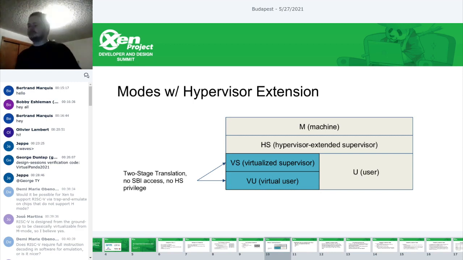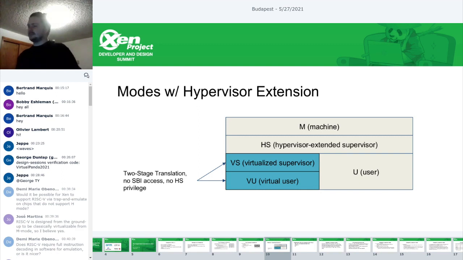There's no more direct SBI access. Your virtualized supervisor SBI accesses will trap into the hypervisor, and you don't have the same privileges that you do in HS mode. For hypervisors like KVM, if you still have a syscall interface in your supervisor mode code that resides in the hypervisor extended supervisor mode, then you can still implement that and have user processes. I don't foresee us doing that in Xen because you probably just use something like a unikernel.